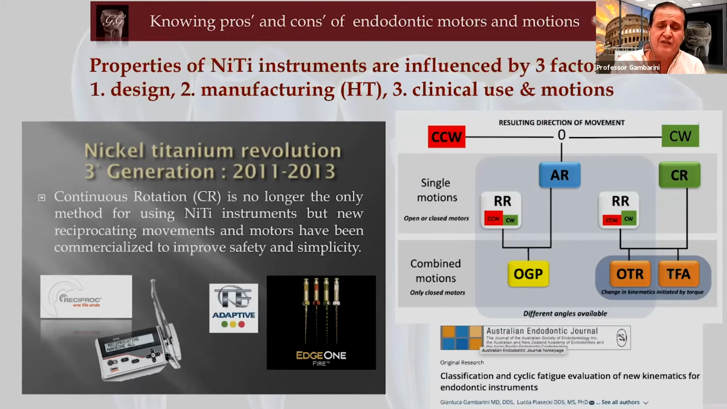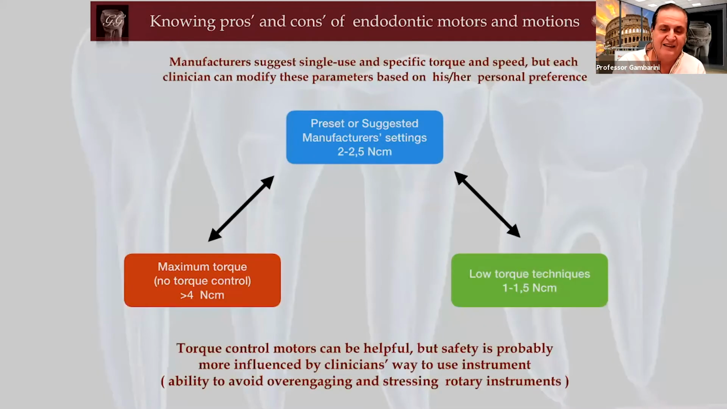Nowadays, we can also have reciprocation in clockwise direction. And we have to know that X7 and the H-Taper Platinum, this kind of file that I've been showing to you before, are always cutting in a clockwise direction. And we may also have combined motions like OGP, OTR, TFA, which are a combination of continuous rotation with reciprocating motions. So there are a lot of new things, and also there are parameters of use that may vary.